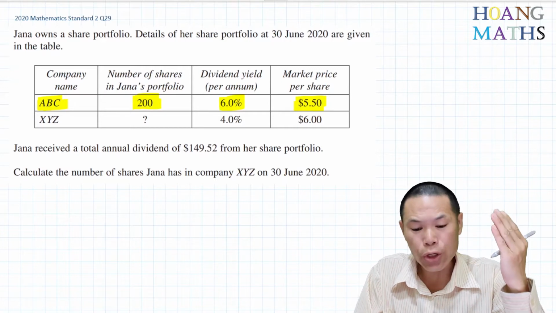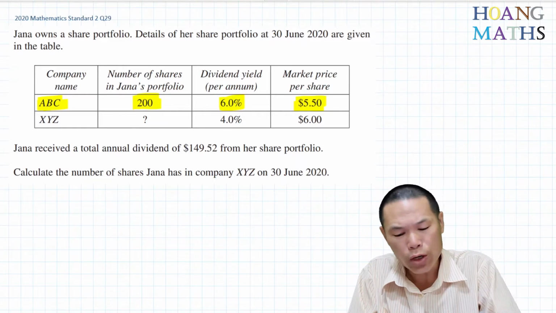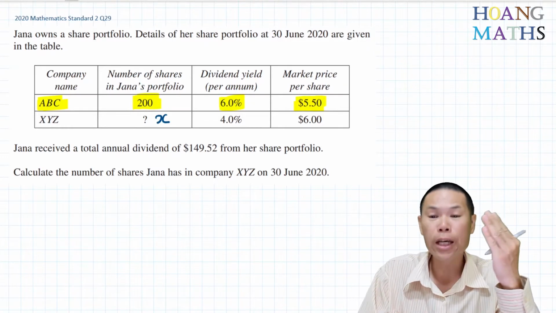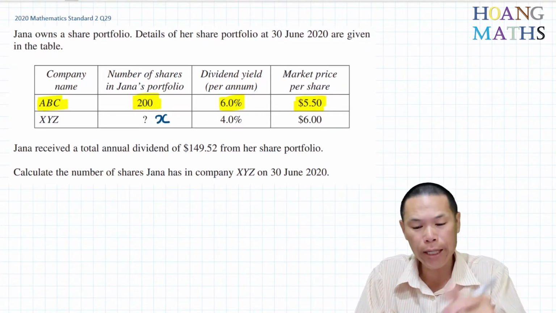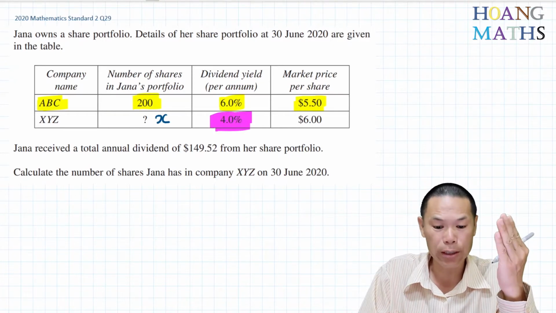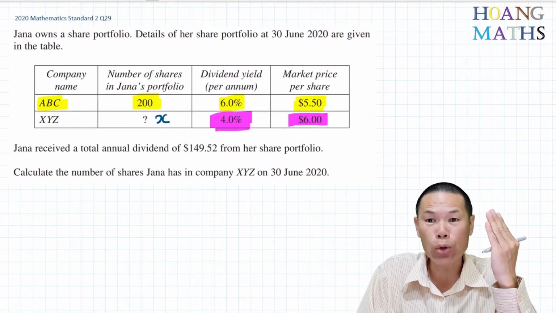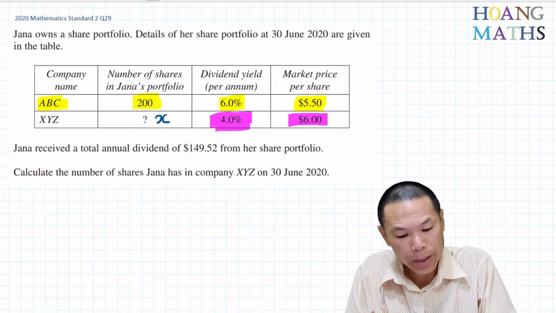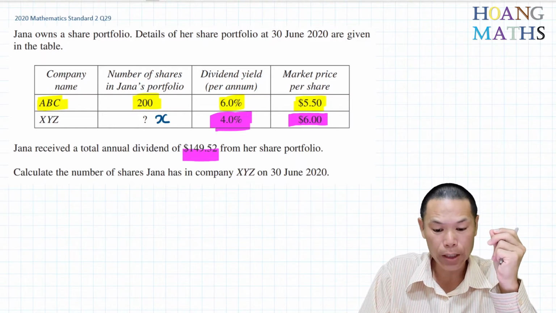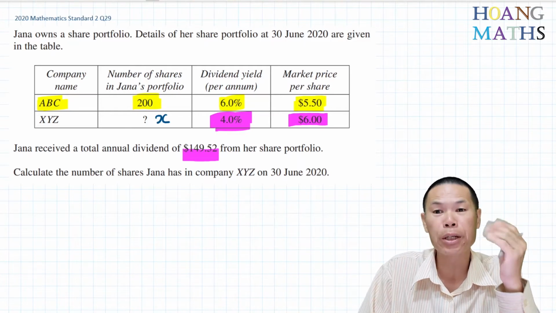Now, she also had some shares in company XYZ, and we're not sure how many, so let me just write down X here. X number of shares in company XYZ. The company payout is 4% for the dividend yield, and the market price for the share is $6. We know that the total payout for both companies is $149.52. The question is, we need to find out the number of shares that Jenna has in company XYZ.